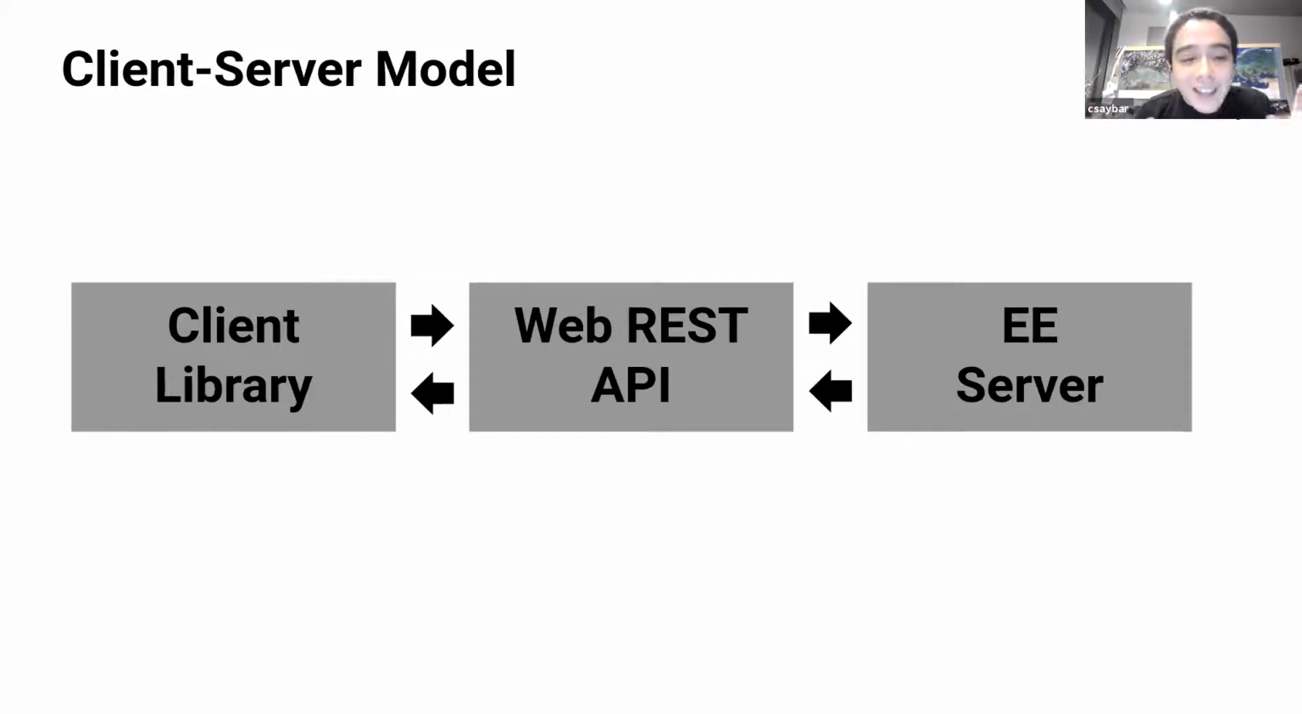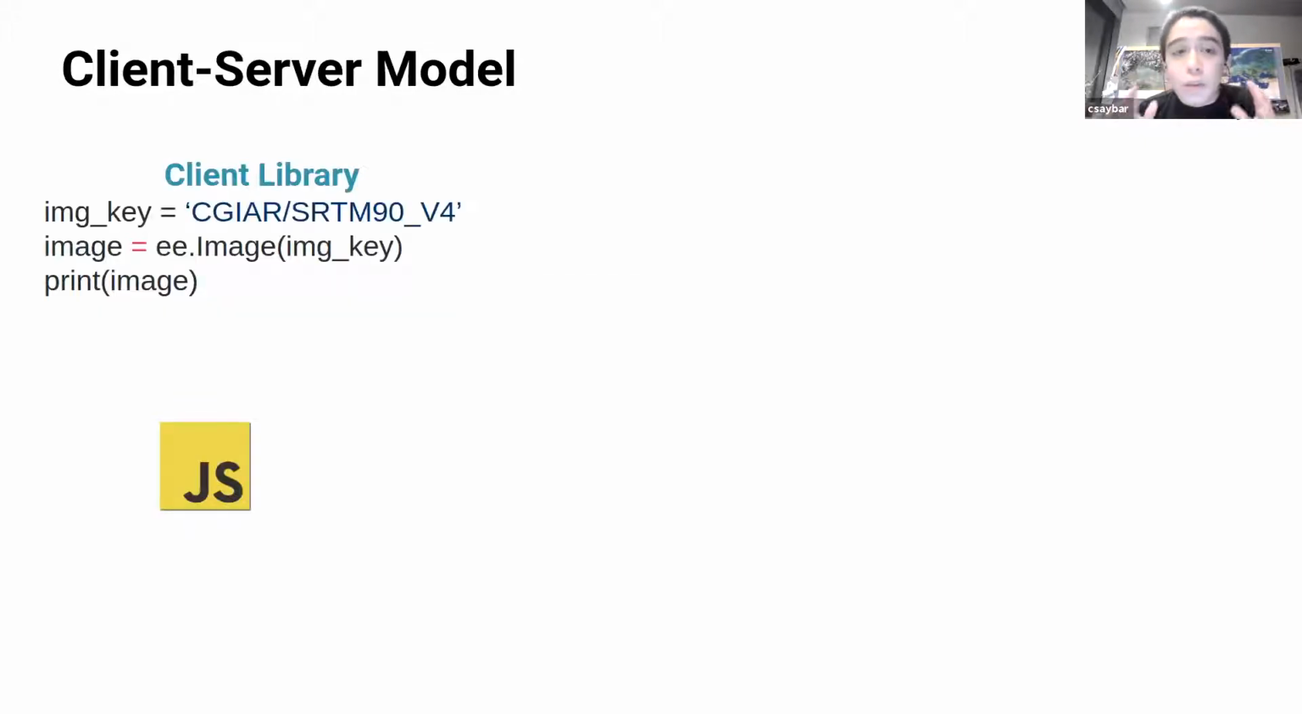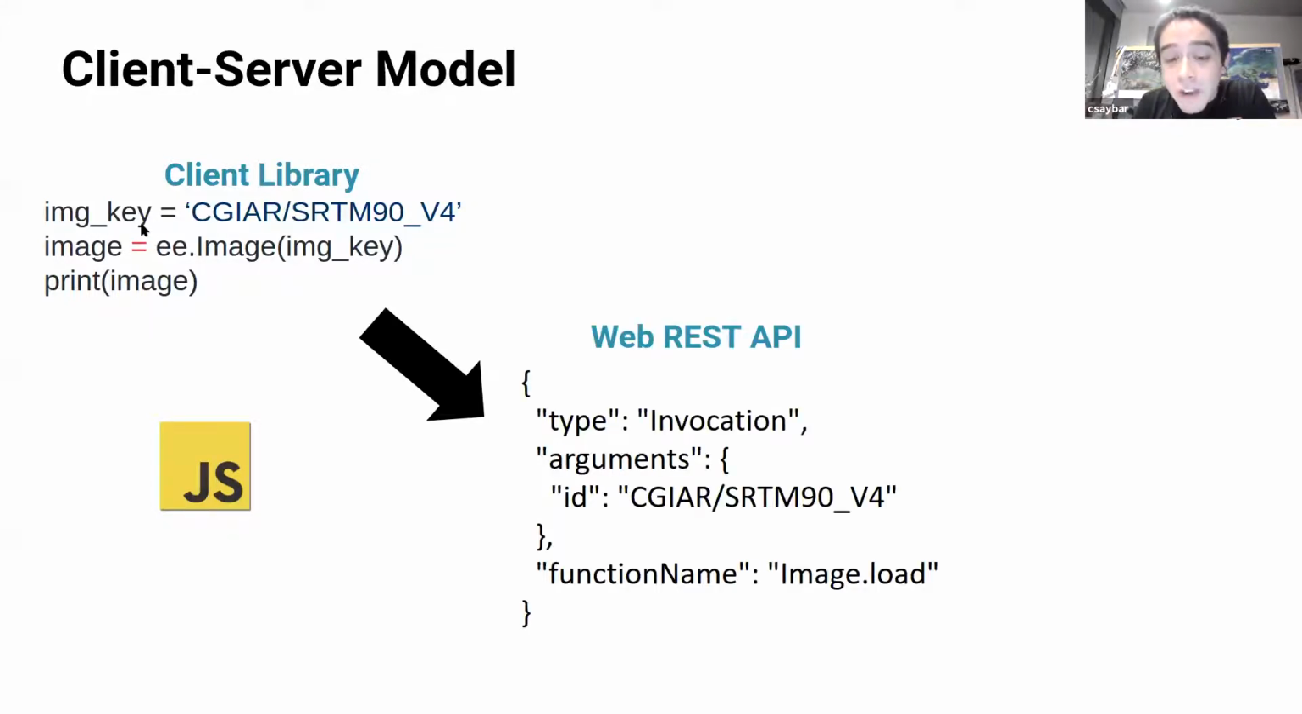And the way that the client and the server interact with each other is through a web REST API. This is the main way of communication that the client and the server have. If we try to put this concept into the Earth Engine context, the idea is as follows. All of us, as clients, use a client library, and the main function of the client library is to transform, in this case, JavaScript code into a JSON file like this, a petition like this.